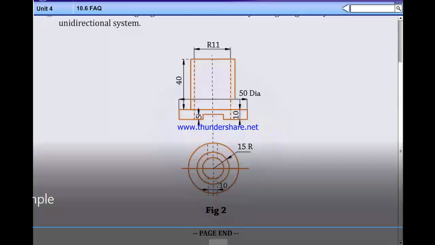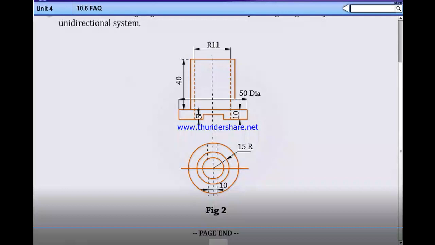With this, we will conclude. One more: exam questions. Some of the exam questions are given like this. First note them all and then try to analyze as per the previous explanation, like the unidirectional and aligned systems of dimensions.